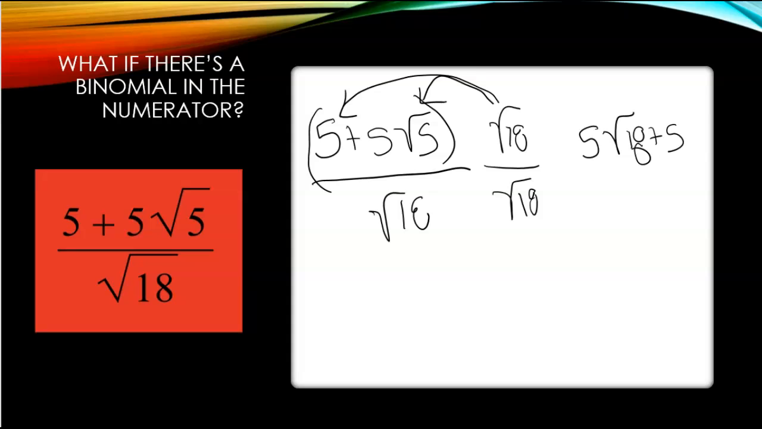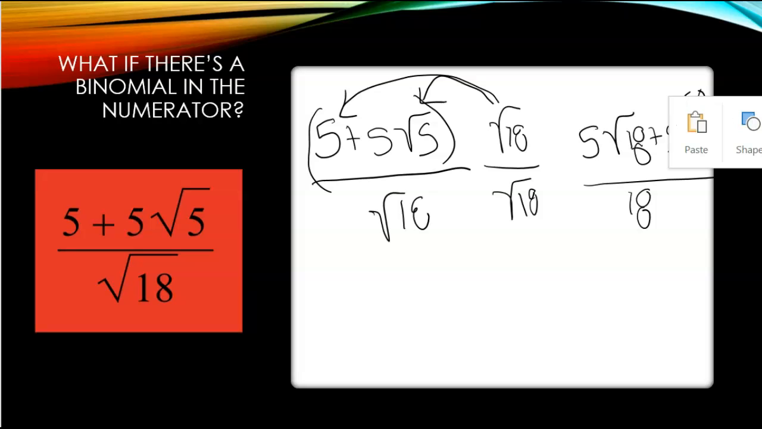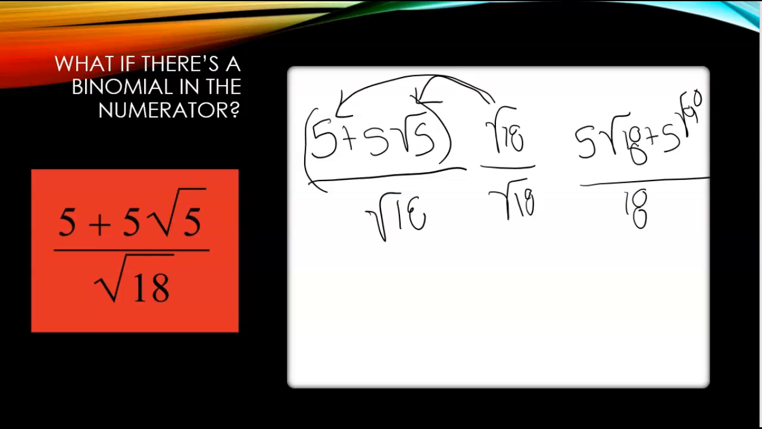Plus 5, let's see, 5 times 18 is 90. 5 radical 90 over radical 18 times radical 18 is 18, right? Now, is there a perfect square that could come out of either this 18 or this 90? Well, sure there is. So we got 5.